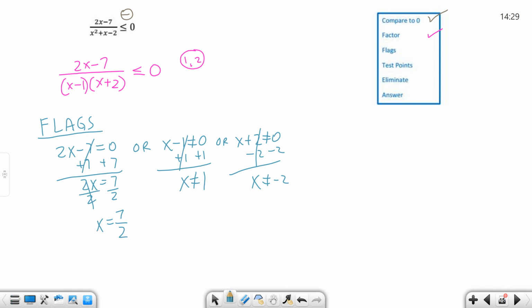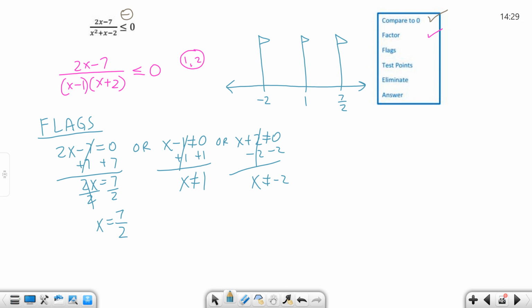So when I come over here on my number line, I'm just going to come up here, I think, and make it across here. I got 1 flag, 2 flags, and 3 flags. And the smallest of my flags is negative 2. And then the other 2 are positive. 7 halves. 2 goes into 7 3 times at least. So that's bigger than 1. So then 7 halves is going to be my biggest flag. 1's the one in the middle. So the order matters. You got to get it in the correct order on a number line. Smallest to largest.